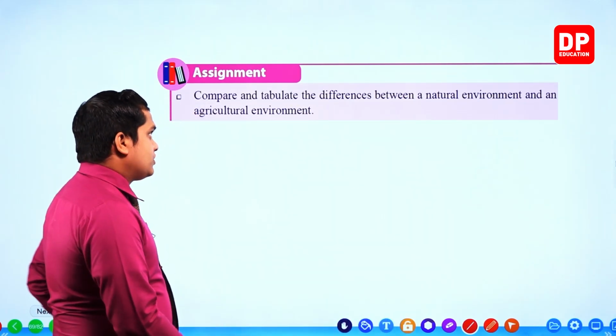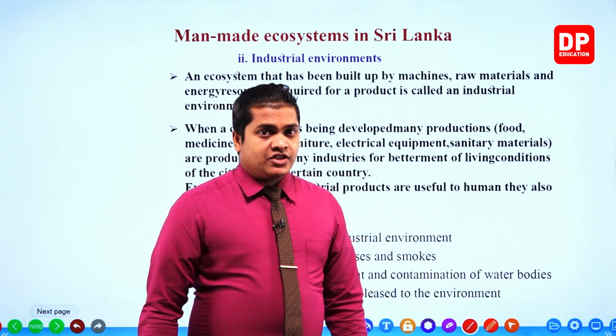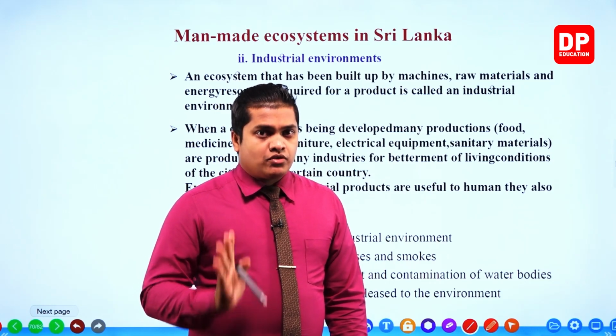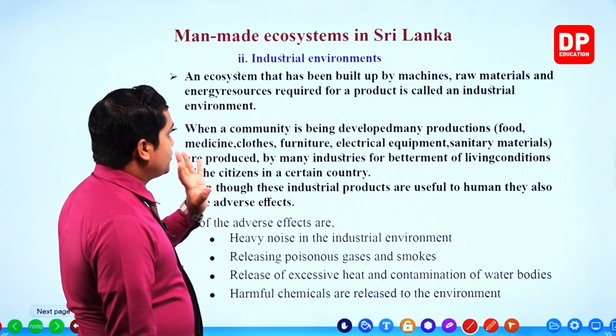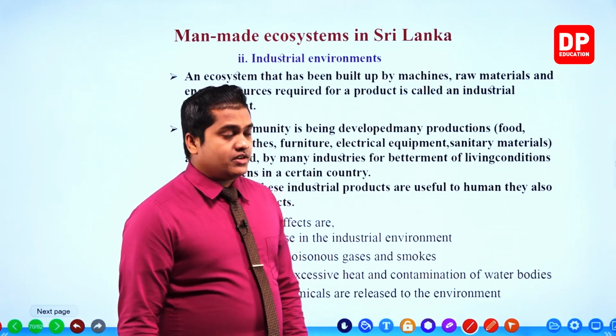Right then. Now let's head on to see the other special man-made ecosystem, which is the industrial environment. An ecosystem that has been built up by machines, raw materials, and energy resources required for a product is called an industrial environment. Within this industrial environment, my dear children, we use energy sources, raw materials, different kinds of machines, and there are also people, right? This is an industrial environment.